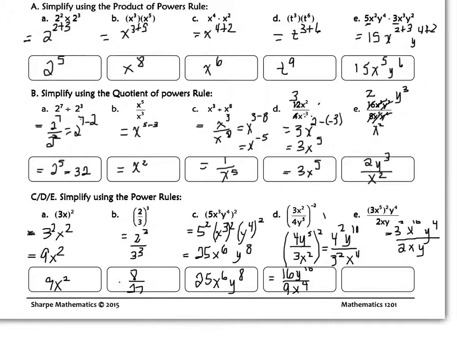So then that would become 9, and these x's can cancel. This x can cancel out that x, one of the x's up here, leaving you with x to the 9. And this y can cancel out one of these y's up here, leaving you with y to the 3. So you would have left on top 9x to the 9, y cubed, over 2.